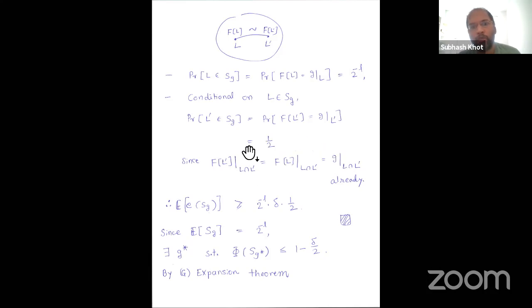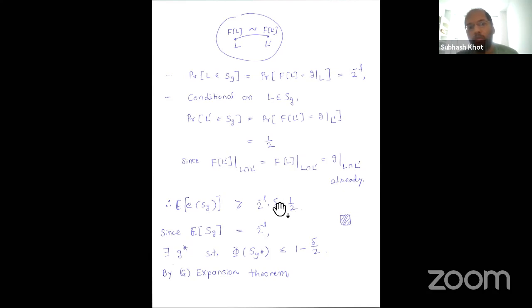So for G to be fully consistent with L prime, it would need to be consistent on L prime only on this one extra degree of freedom, which would happen with probability 1/2 because G is a random function. And this is really the key point: once L is in the set S sub G, it's very likely that L prime will also be in the set. So what's the expected fraction of the edges inside this set? With probability 2 to the minus little l, the left vertex L is in the set, and once the left vertex is in, the right vertex is in with probability 1/2.